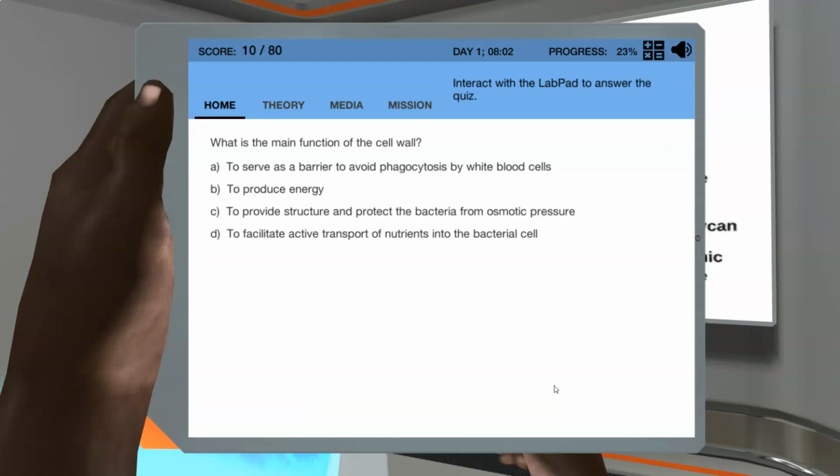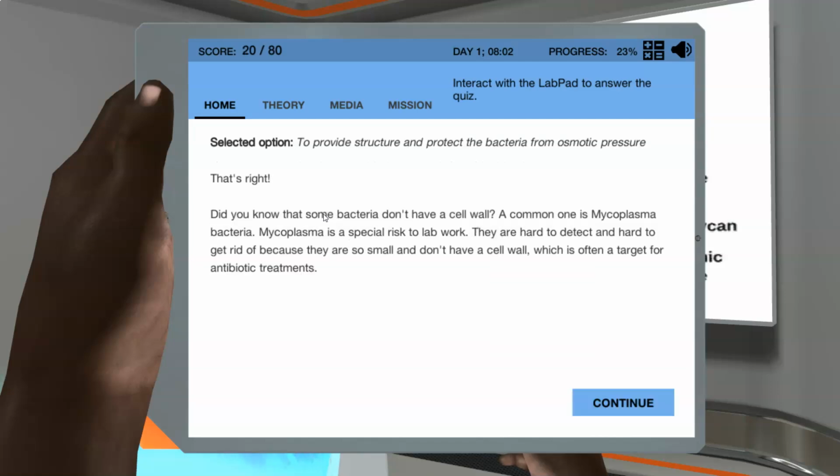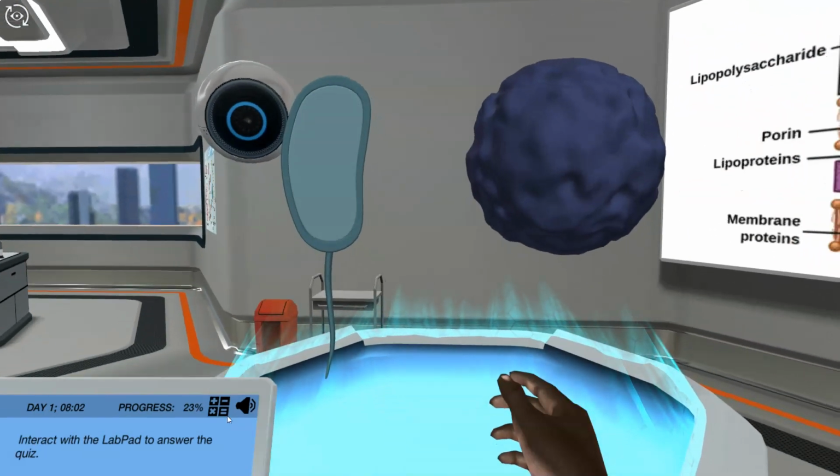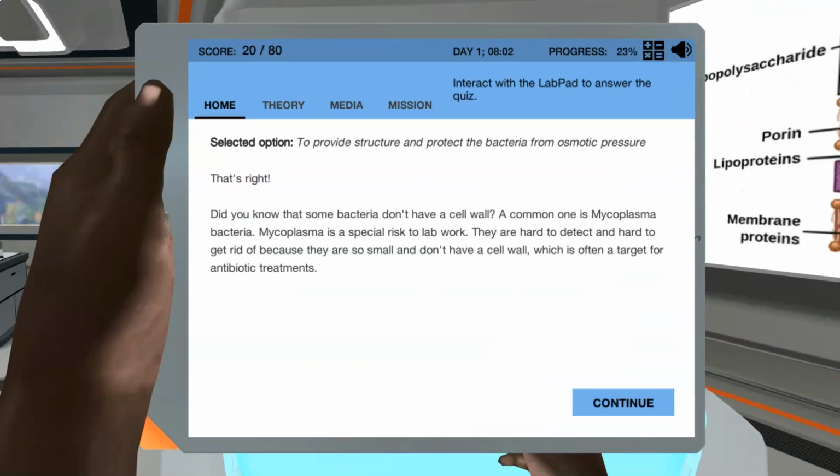What is the main function of the cell wall? That's right. Did you know that some bacteria don't have a cell wall? A common one is Mycoplasma bacteria. Mycoplasma is a special risk to lab work. They are hard to detect and hard to get rid of because they are so small and don't have a cell wall, which is often a target for antibiotic treatments.